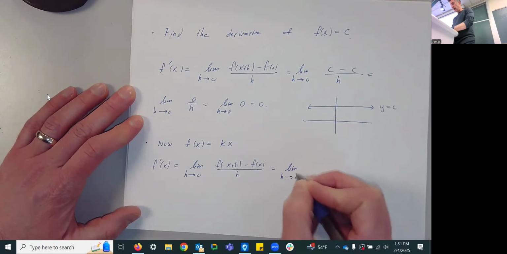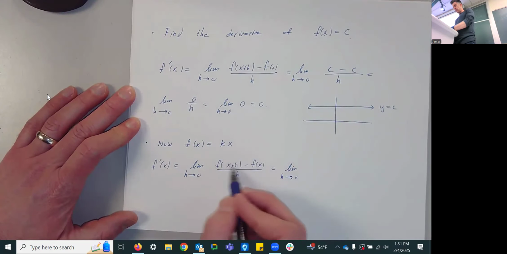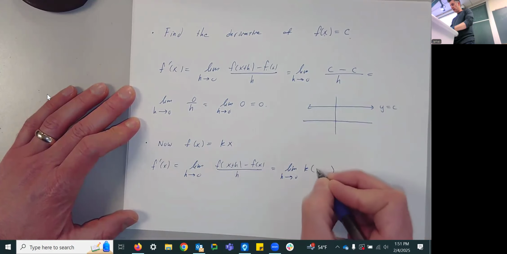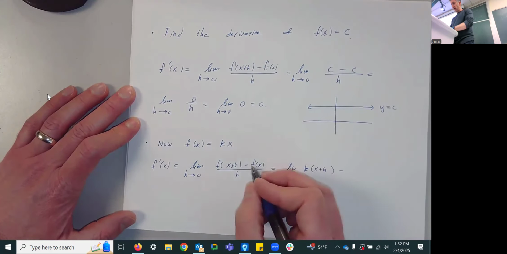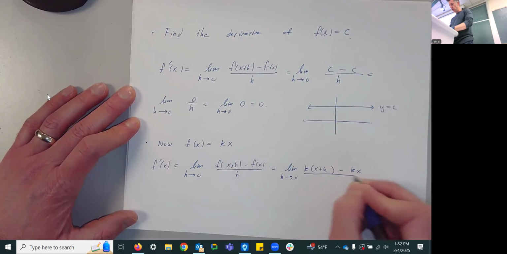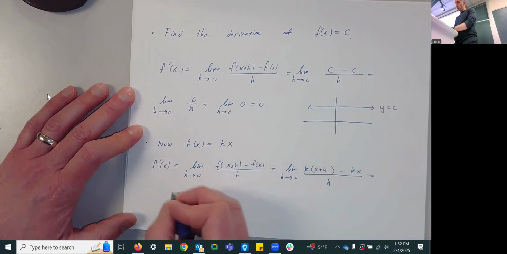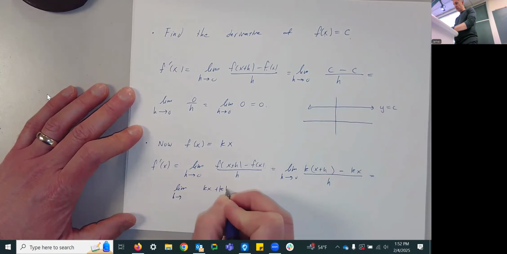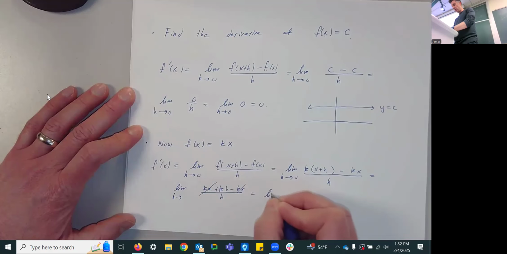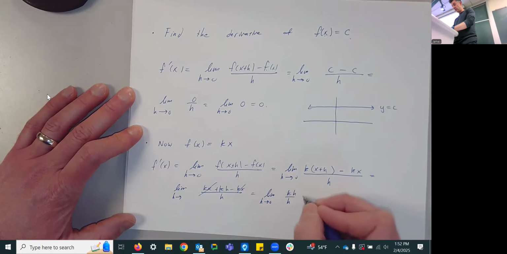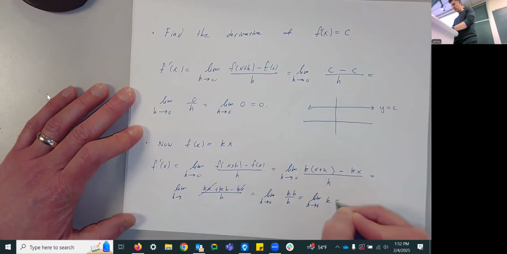So then f of x plus h, we're just replacing the x with x plus h. So it's going to be k times x plus h minus f of x, which is k times x, all over h. The kx's cancel. So you're going to end up getting kx plus kh minus kx divided by h. Kx minus kx is 0. The limit as h approaches 0 of kh divided by h. We do the division first. Kh divided by h is just k. And the limit as h approaches 0 of k is not surprisingly just k.